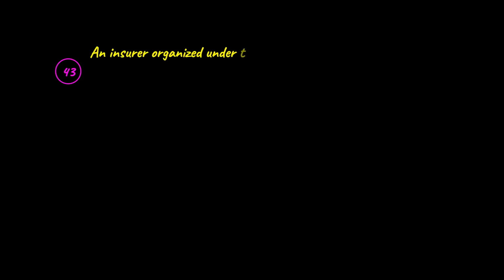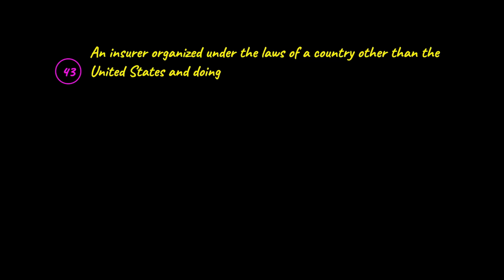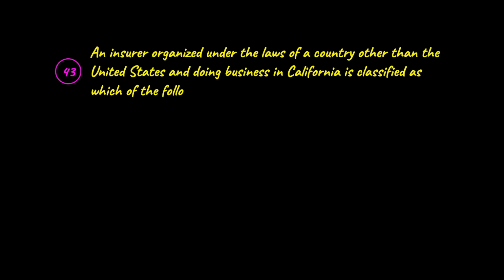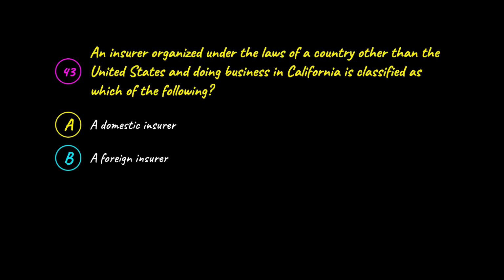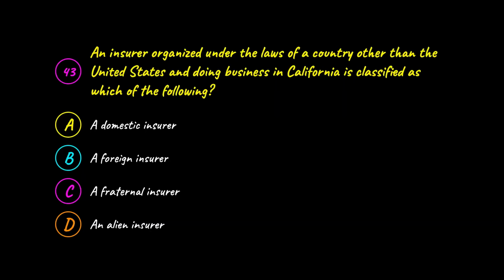Question 43. An insurer organized under the laws of a country other than the United States and doing business in California is classified as which of the following? Your options are A. domestic insurer, B. a foreign insurer, C. a fraternal insurer, D. an alien insurer. Before I reveal it, which one do you think is right?